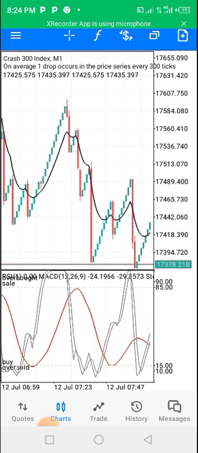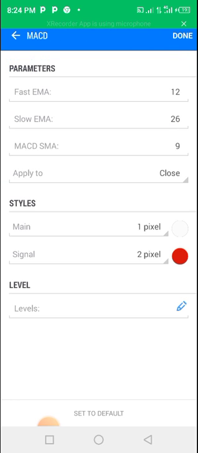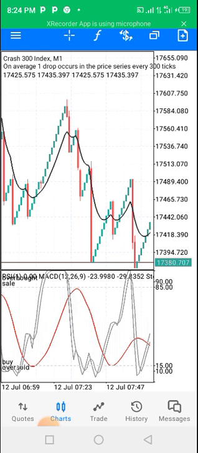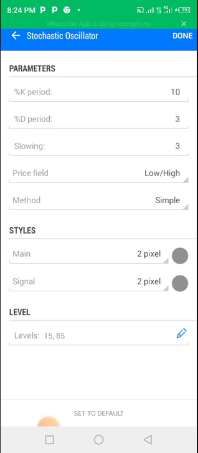Okay, done. You go back to your indicator again. The next one will be the MACD. On MACD, the fast EMA is 12, slow EMA is 26, MACD SMA is 9. Apply to close. The style is main 1 pixel white, signal 2 pixel red. There are no levels here. And you go back to your indicator again, and the last one will be the stochastic oscillator. K period 10, D period 3, slowing 3, price field low/high. Method is simple, main 2 pixel, signal 2 pixel. The levels here are 15 and 85.